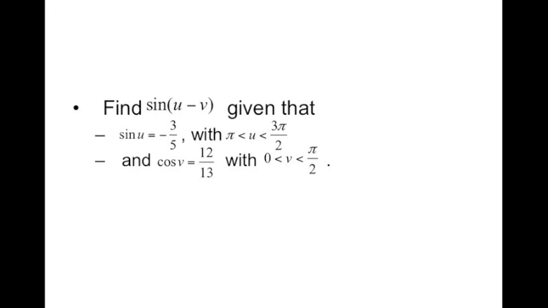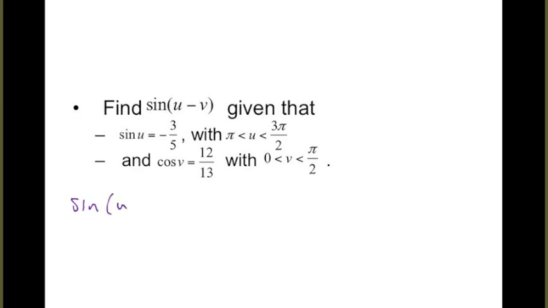Our second type of problem says, find the sine of u minus v, given some information. First thing we're going to do is write out our formula, sine of u minus v. I'm just going to look up that exact formula and write it out. Then we're given some information about the angles u and v.